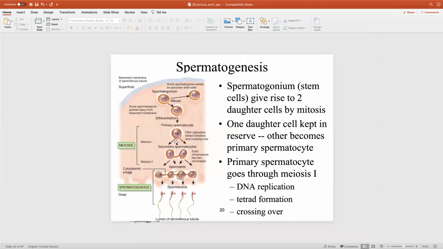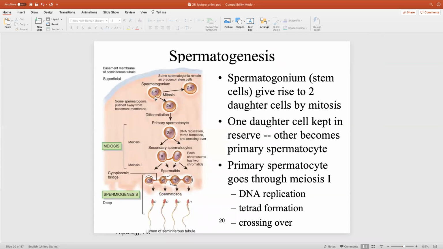Now, again, for spermatogenesis, this kind of reinforces when crossing over occurs and when DNA replication occurs. Remember, DNA replication occurs right here, where you have a 46 chromosome, 2N cell. It has to undergo the cell life cycle. So it's got to go through G1, then S, G2, and then split. As it goes through the S phase, DNA replication occurs.